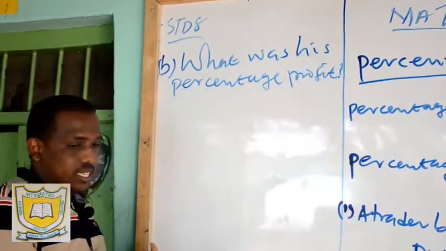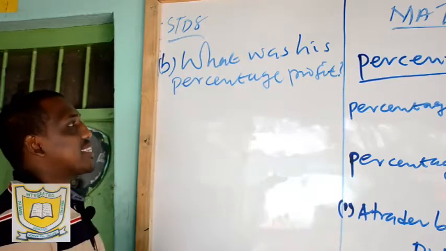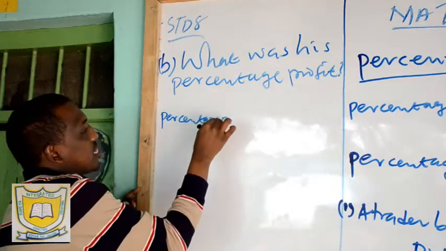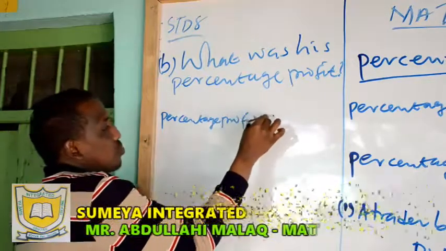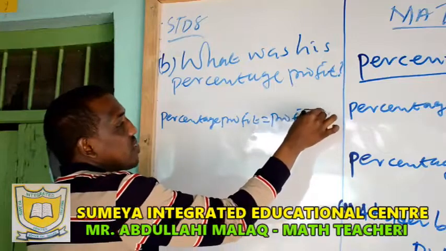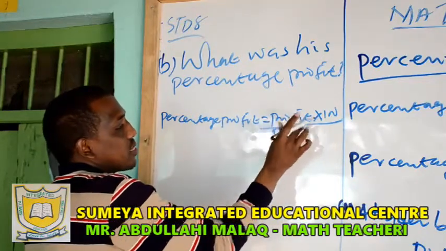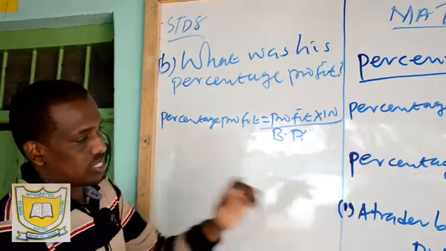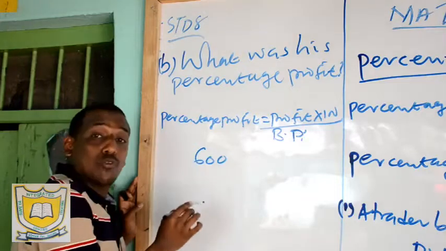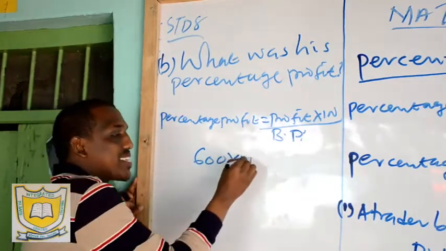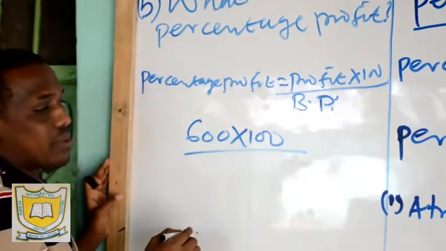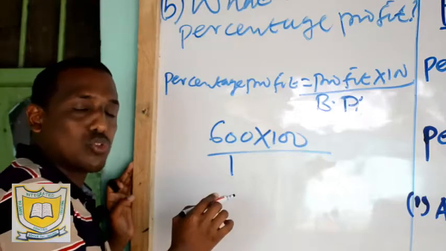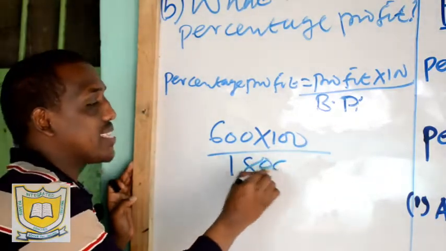What was his percentage profit? So how do we get percentage profit now? I said percentage profit is equal to profit over the buying price, times 100. So profit is 600, over the buying price. Percentage profit was 600 times 100% over the buying price, which was shillings 1,800, because you are told he bought 80 kgs of potatoes for shillings 1,800. That was the buying price.